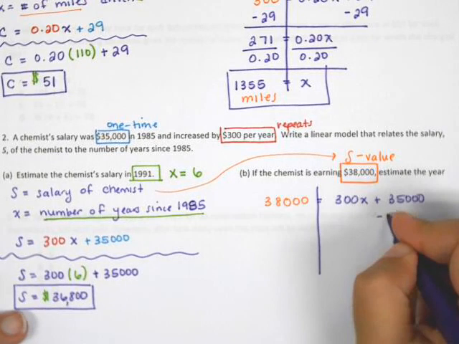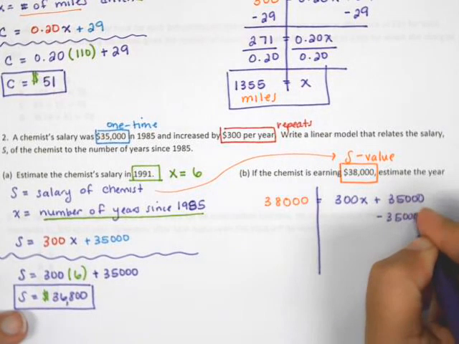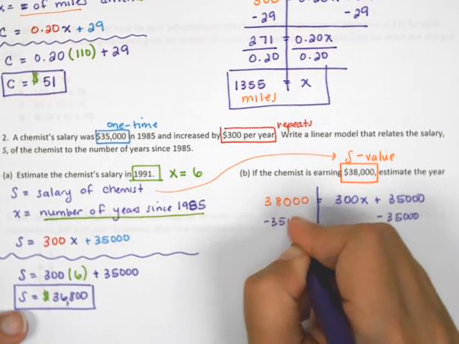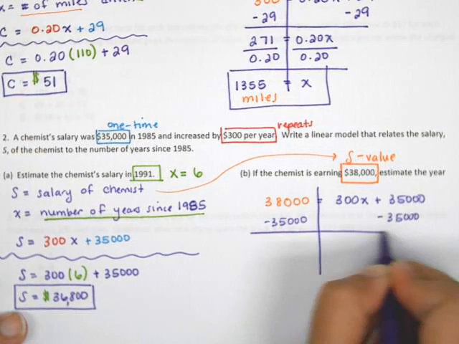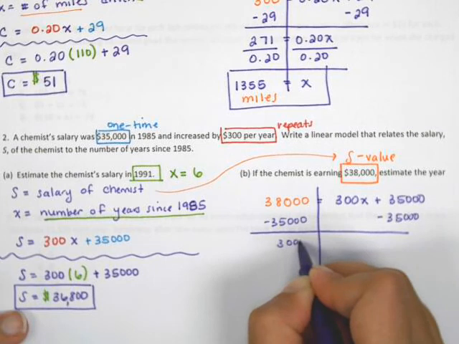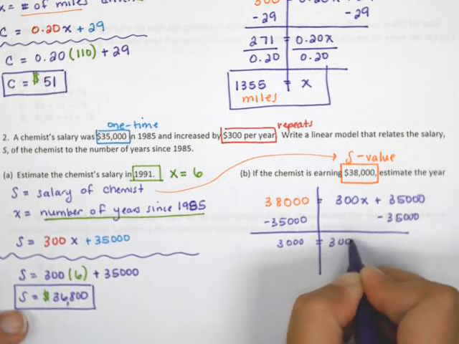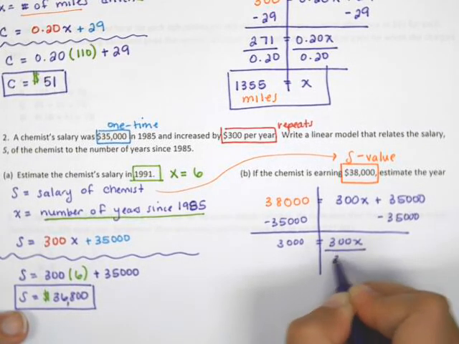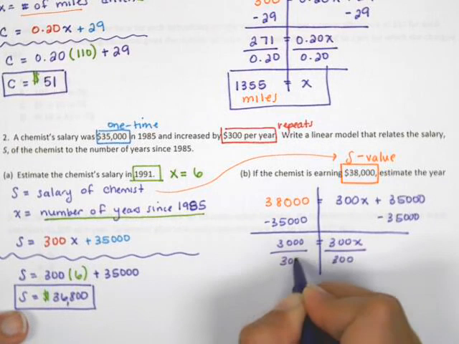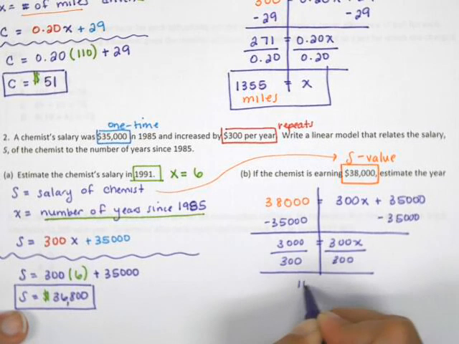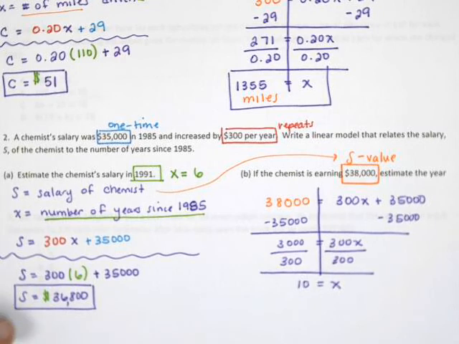So I'm going to subtract 35,000 from both sides, and I'm going to get 3,000 equals 300x. Then I'm going to divide by 300, and I'm going to get 10 equals x. But that's not my final answer.